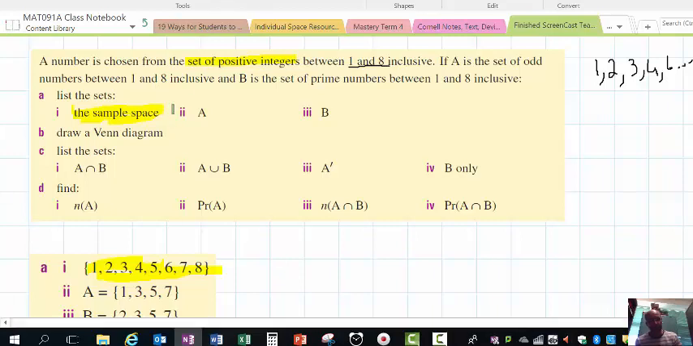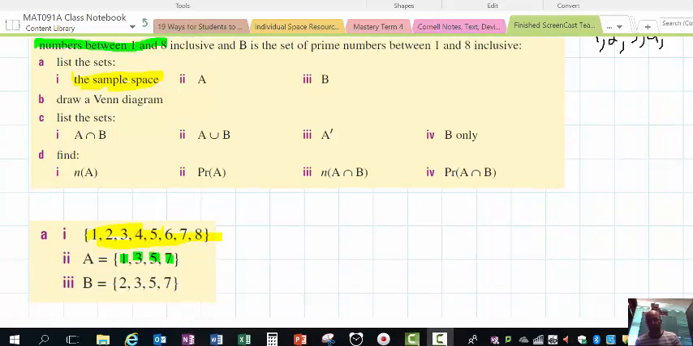Next, if we've got set A, we need to read on. If A is the set of odd numbers between 1 and 8, well, that would mean A would be 1, 3, 5, and 7. Set B is a set of prime numbers between 1 and 8. Remember, 2 is a prime number, it's the only even prime. 2, 3, 5, 7. Prime numbers have only themselves and 1. So we've done those 3.